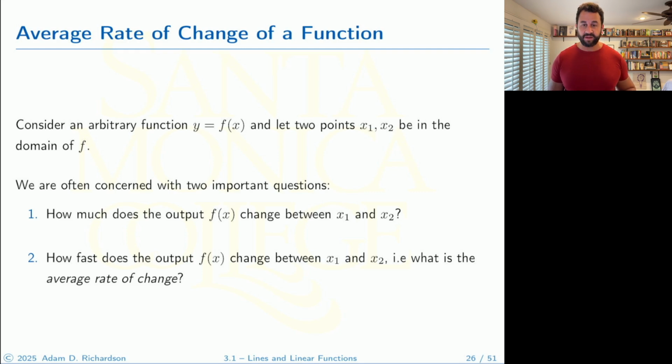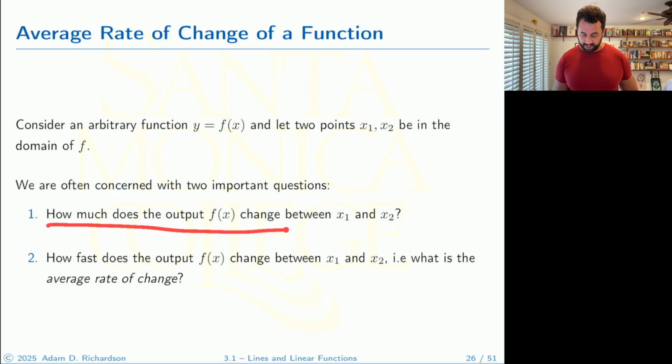Let's talk first about the average rate of change of a function, and we're going to see how that's related to linear behavior. So consider an arbitrary function, just any random function, y equals f of x, and let two points, x1 and x2, be in the domain of the function f.